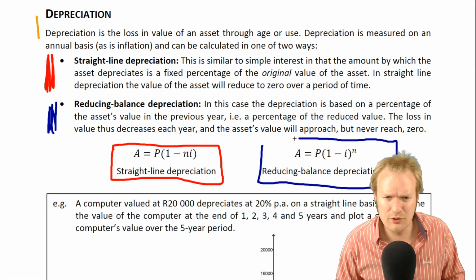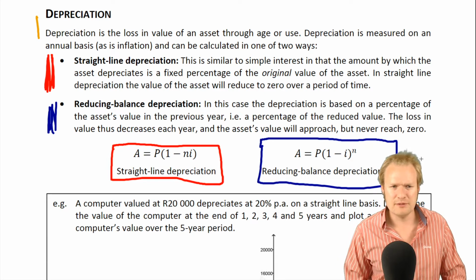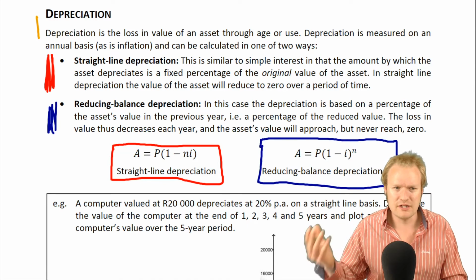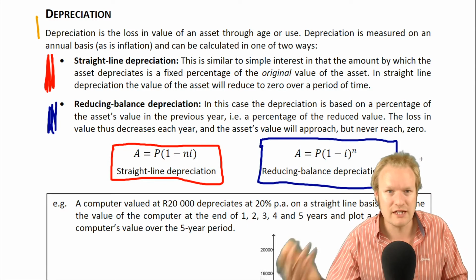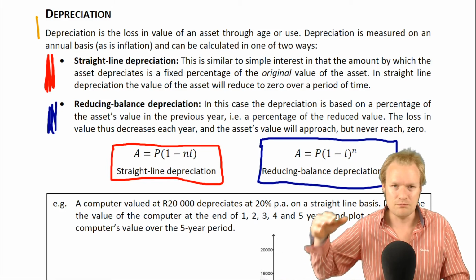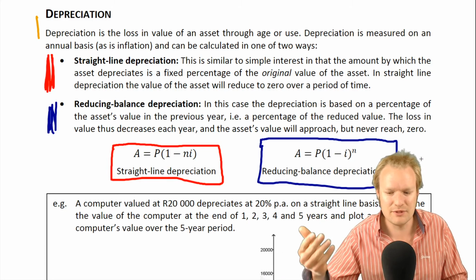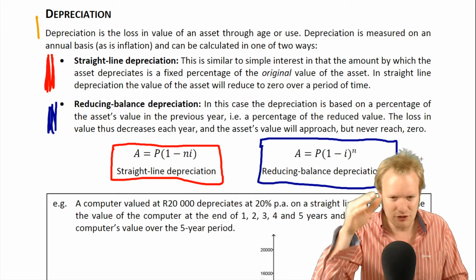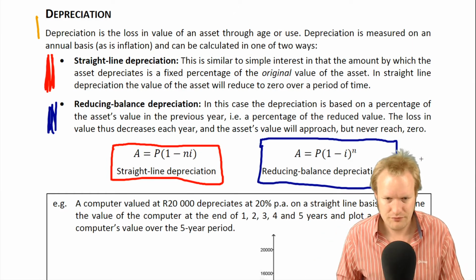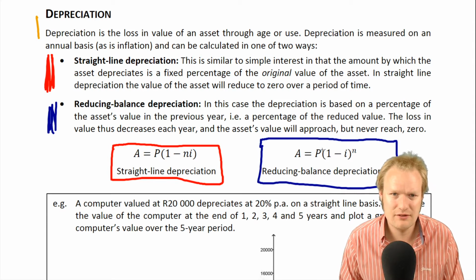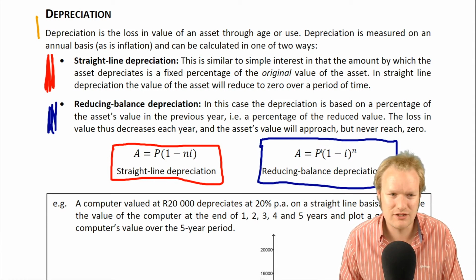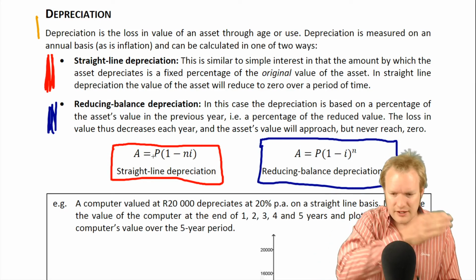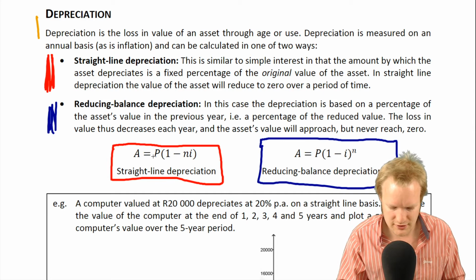Okay, reducing balance depreciation, however, looks a little bit more like our compound interest. It's based on a percentage of the previous year. So that printer, 10%, the first year it loses 10 Rand, so it's worth 90 Rand. In the next year, when it's losing 10%, it's losing 10% of 90 Rand, so it's losing 9 Rand. So it's losing less and less each year. It'll approach but never quite get to zero. Because remember, the printer in the first example lost 10 Rand every year, and that's it.